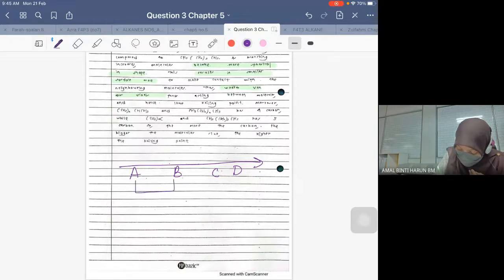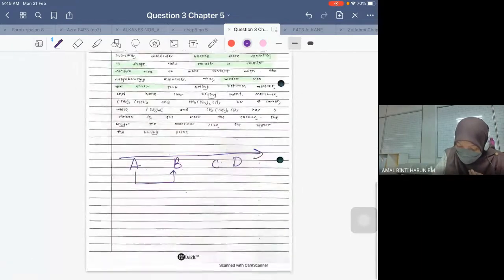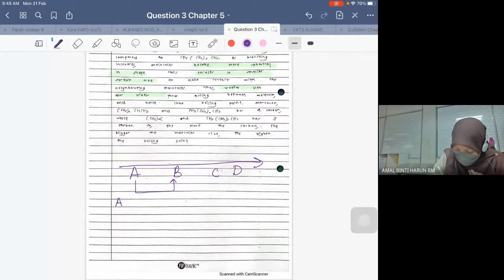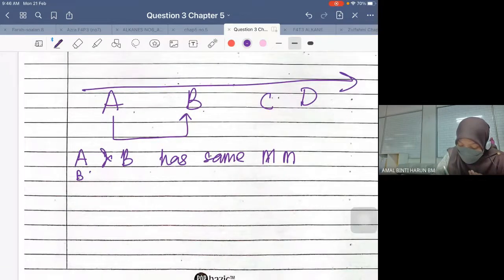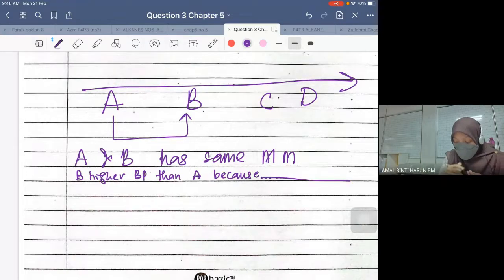A dengan B ni, A and B has same molar mass. Tapi kenapa B lebih tinggi? B higher boiling point than A because. Okay, bagi tahu sebab apa. Sebab dia linear, surface area dia lebih tinggi.